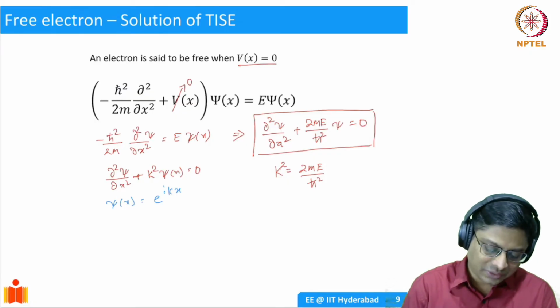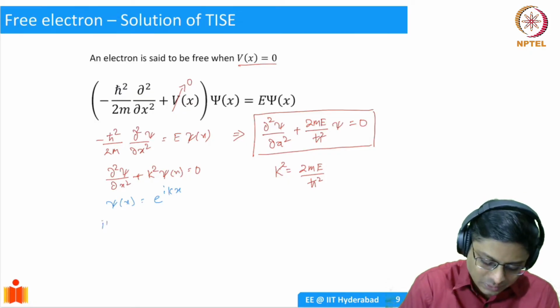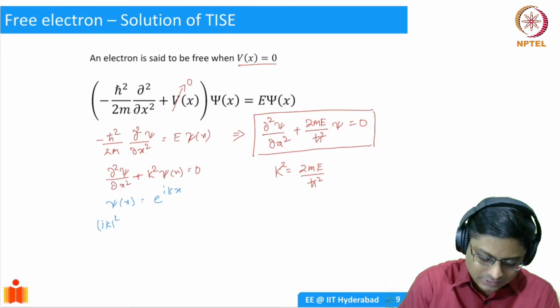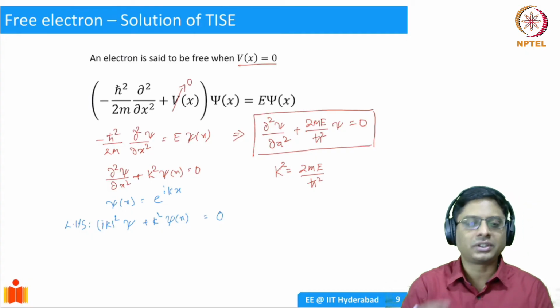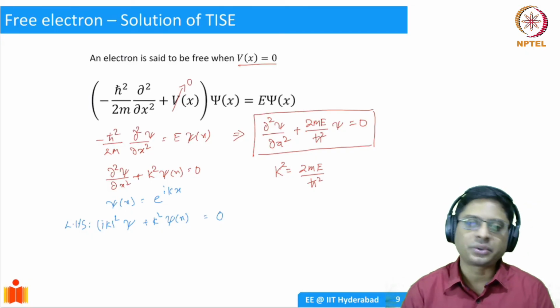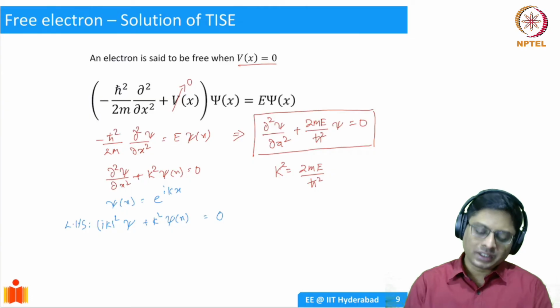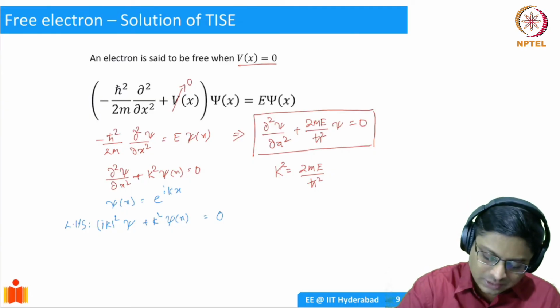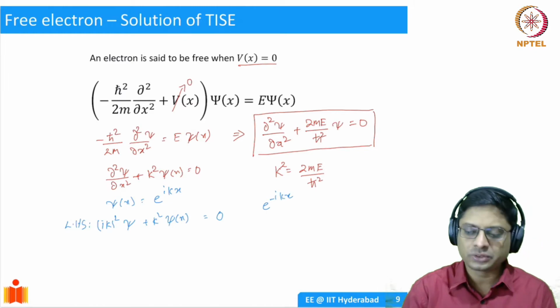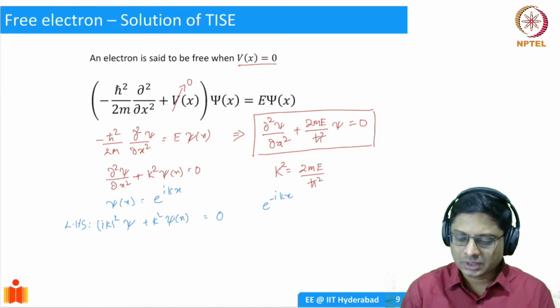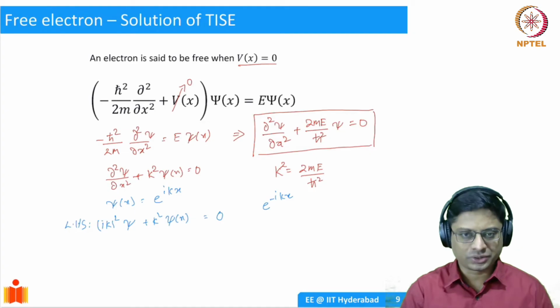So you take the second derivative, essentially you get (ik) whole square psi, plus k square psi of x. This is the left hand side, LHS, and that is equal to 0. So basically this particular solution is satisfying the Schrodinger equation. Similarly, you could also check that exponential minus ikx will also be a solution to the Schrodinger equation. All right. So both these are solutions to the Schrodinger equation.